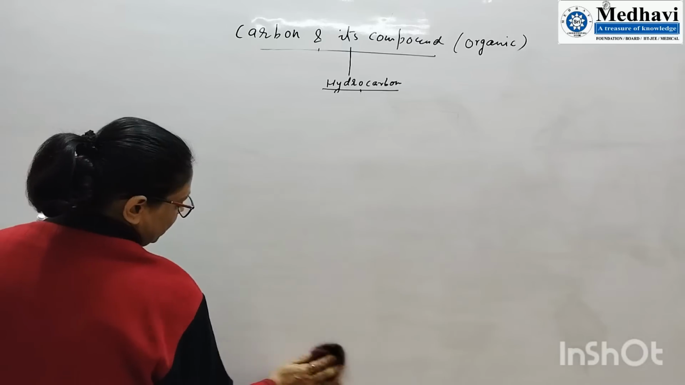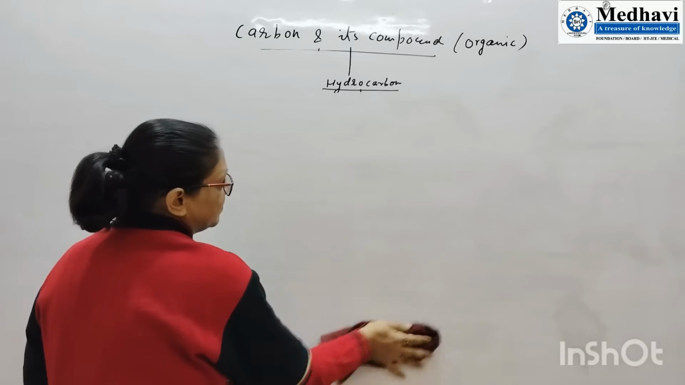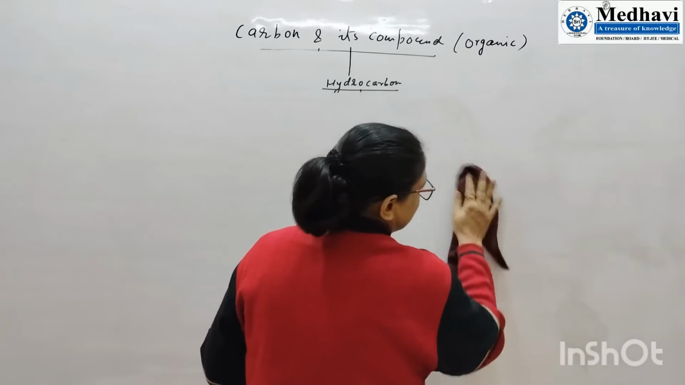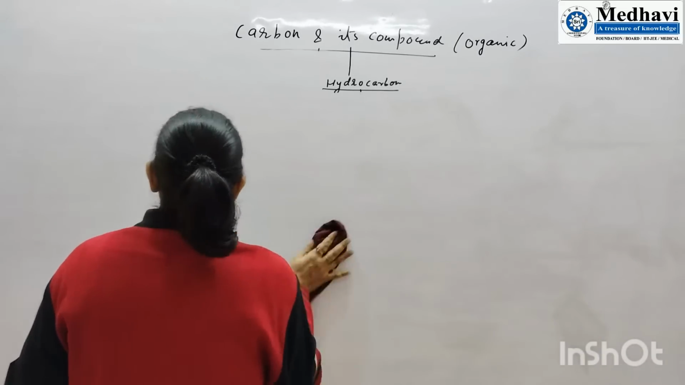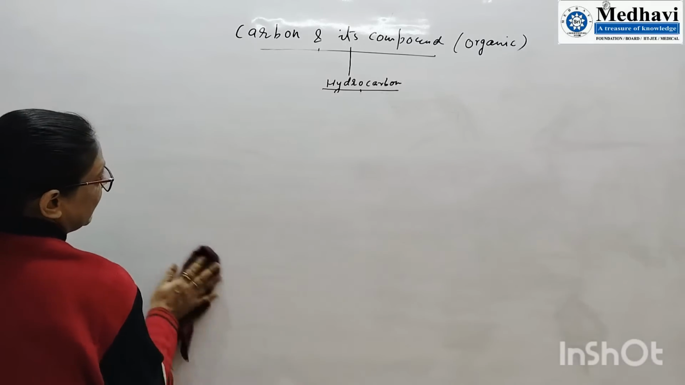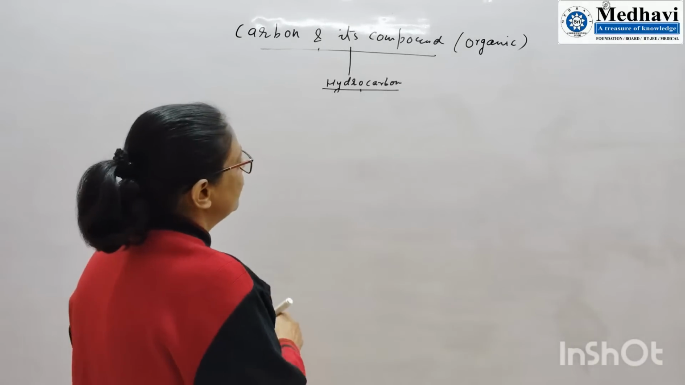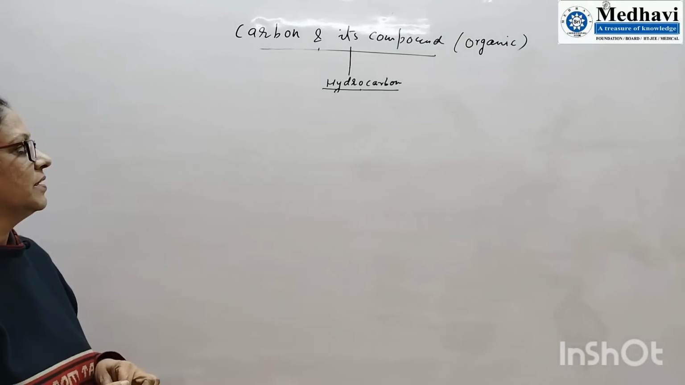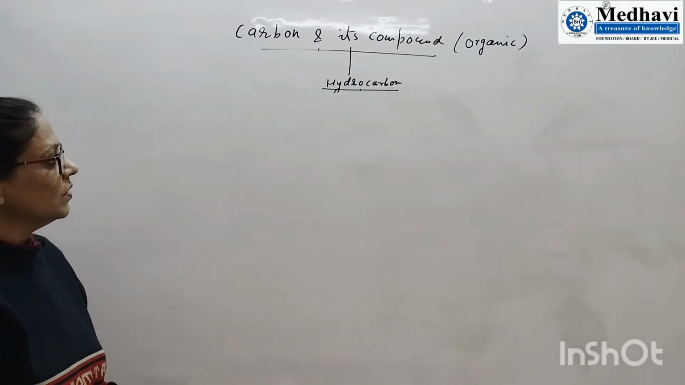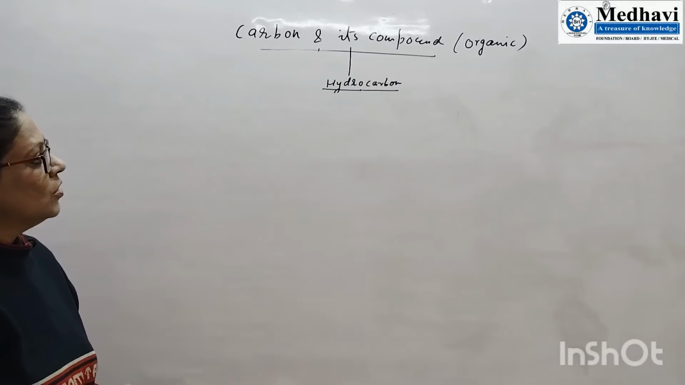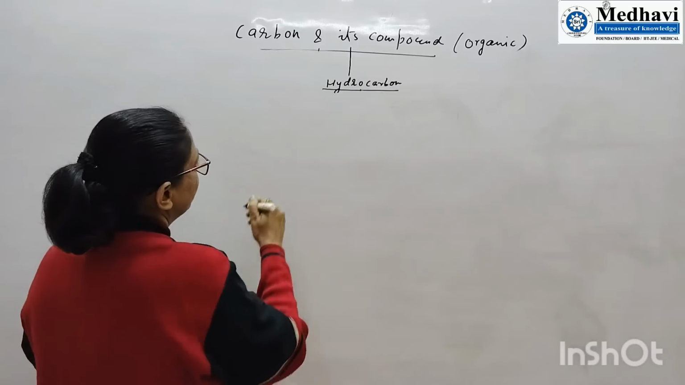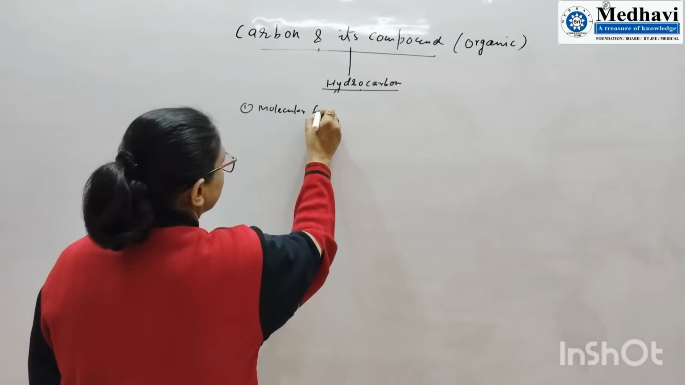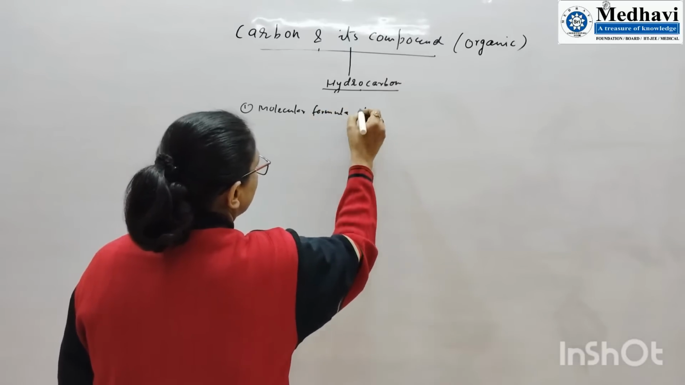So don't think organic chemistry is very easy. I am telling you it is a very difficult, complicated part. Up to 10th standard, it is a part of chemistry, but in standard 11, it will become very difficult. So if you focus one by one, it will be easy for you to understand the topic. So, here, the first thing is the molecular formula of hydrocarbon.